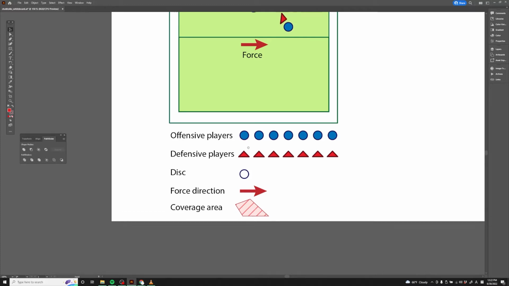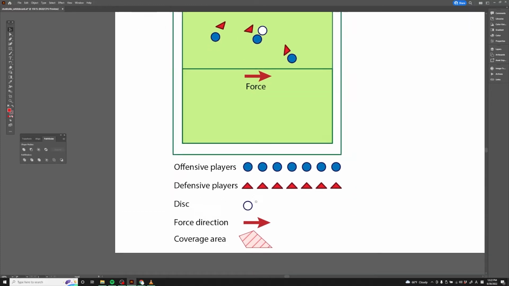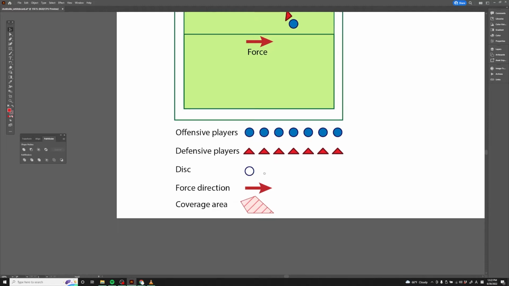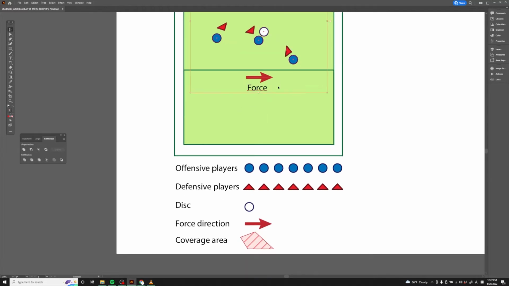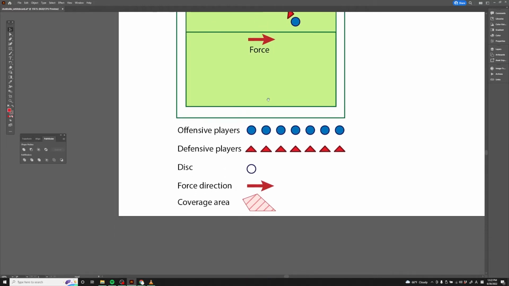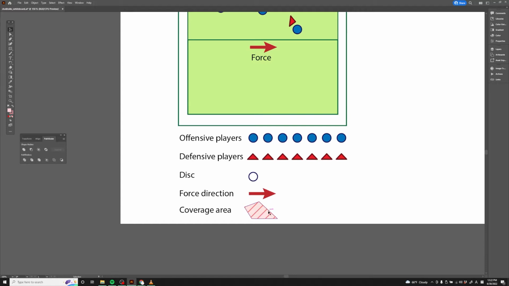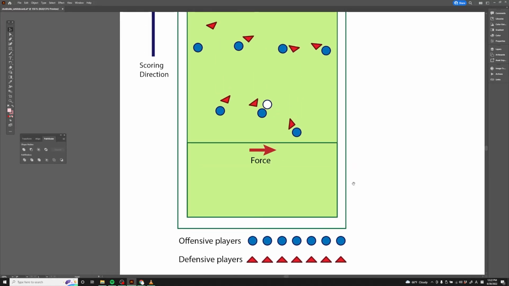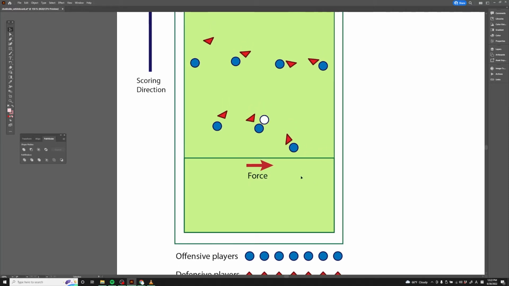That way you can kind of tell where their hips are. The disc is a white circle. The force direction will be marked here at the bottom of every example. And for defensive purposes, we have this shape, the shaded area, to mark where a defender is covering. That'll come in handy for our zone examples.